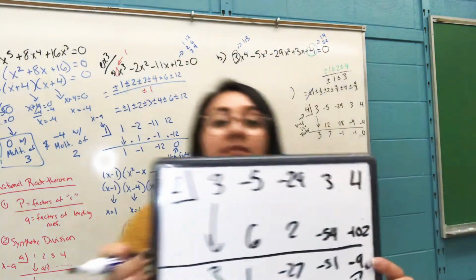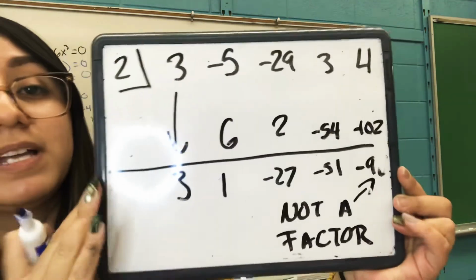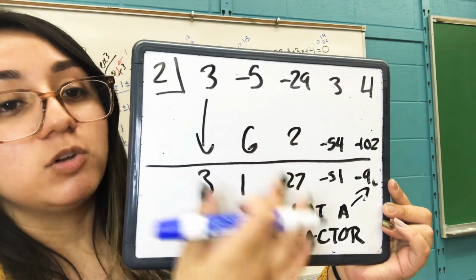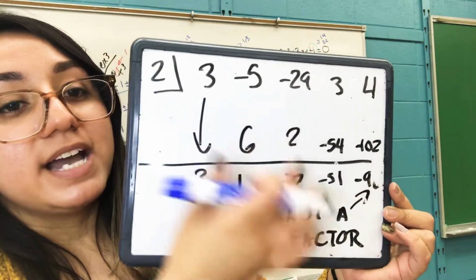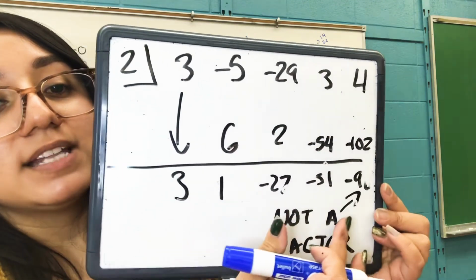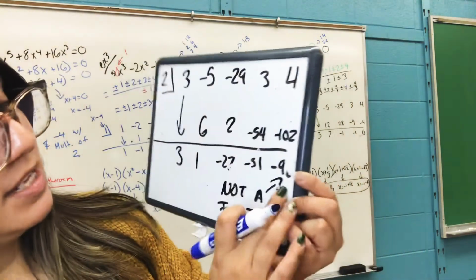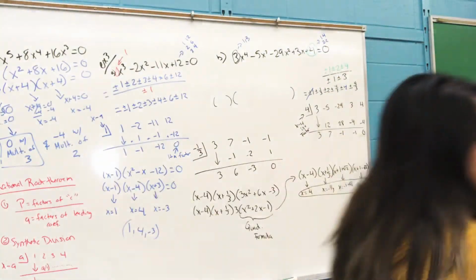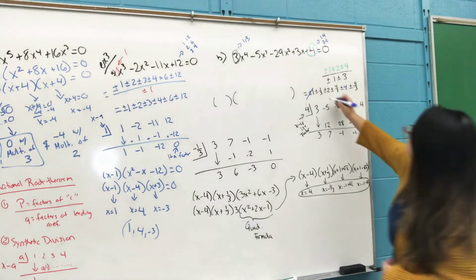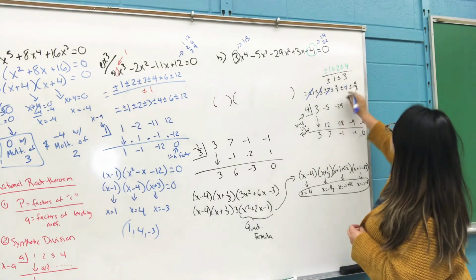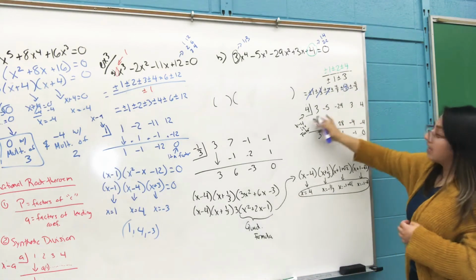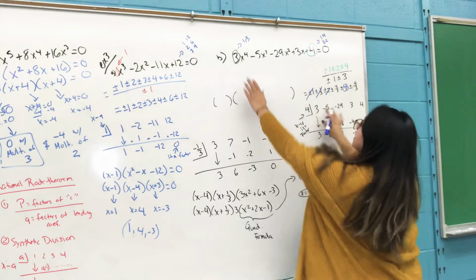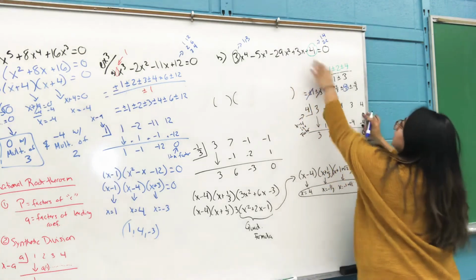2. Synthetic division. So go step by step. I went through here, you drop down, you multiply, add, multiply, add, multiply, add, and therefore you get negative 98, and that is not a factor. The last one I used is the 4. If you look at the 4, again, these numbers are all the coefficients: the 3, the negative 5, the negative 29, the 3, and the 4.